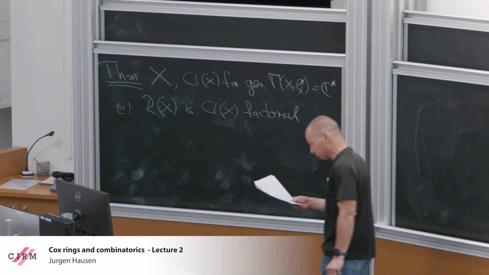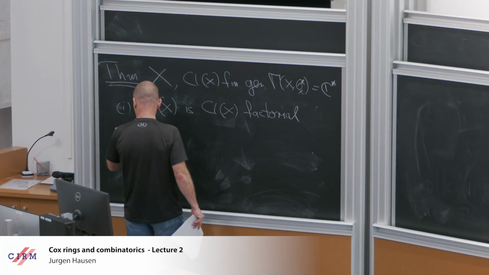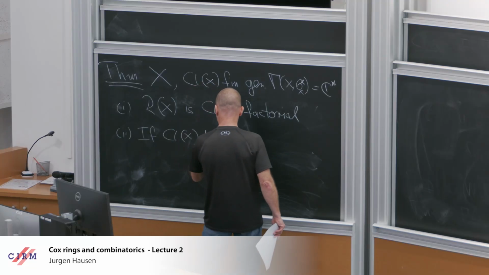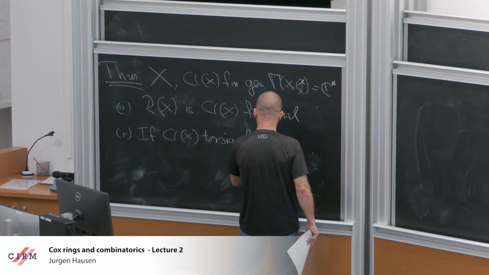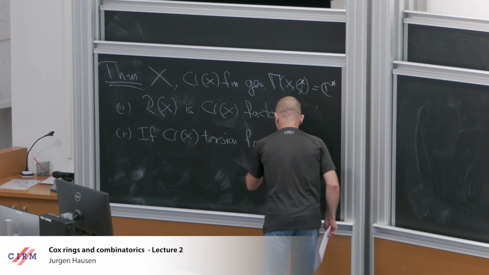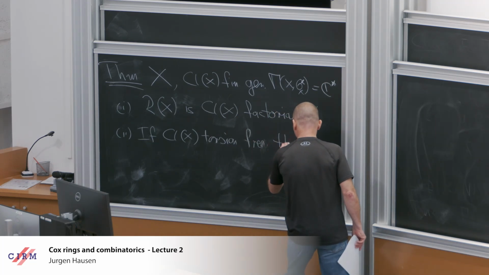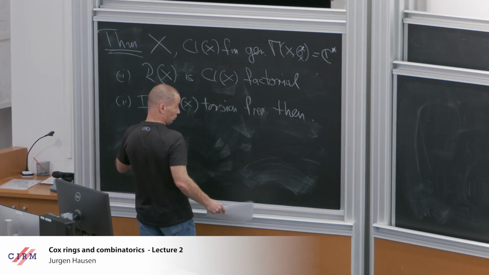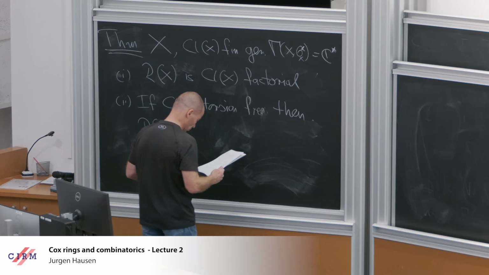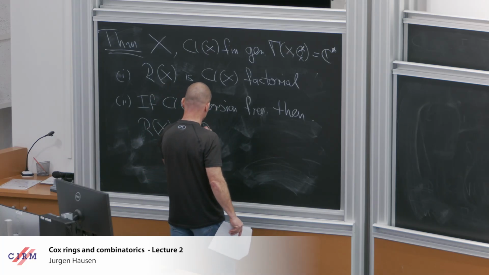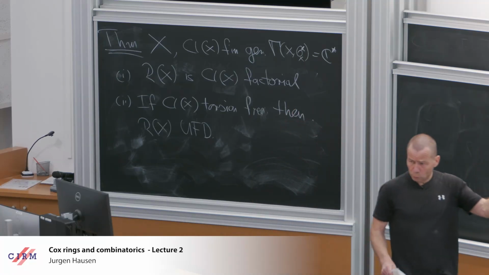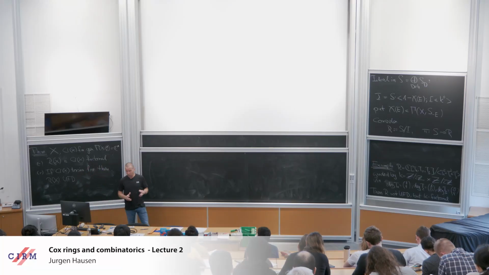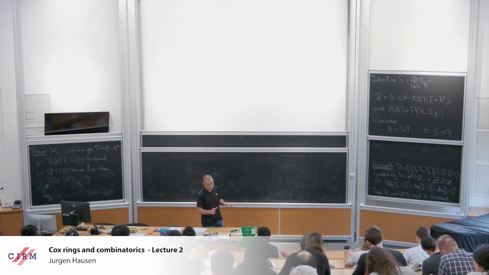Factorial. And if you know that the class group is torsion free, then the Cox ring is even a unique factorization domain. Again, we know already why. These properties are not equivalent.